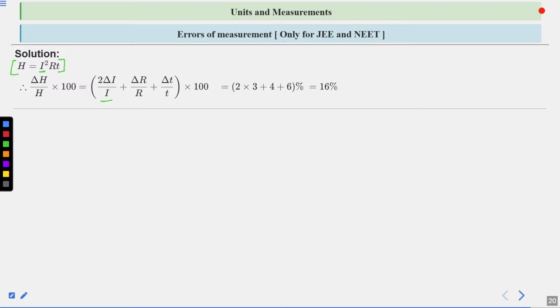We know the value of relative error of delta I by I. So this is 3. So 2 into 3, and delta R by R is 4, and delta T by T is 6. So it will be 2 into 3 plus 4 plus 6. So 6 plus 4 is 10, and 6 more is 16%. 16% is our answer.